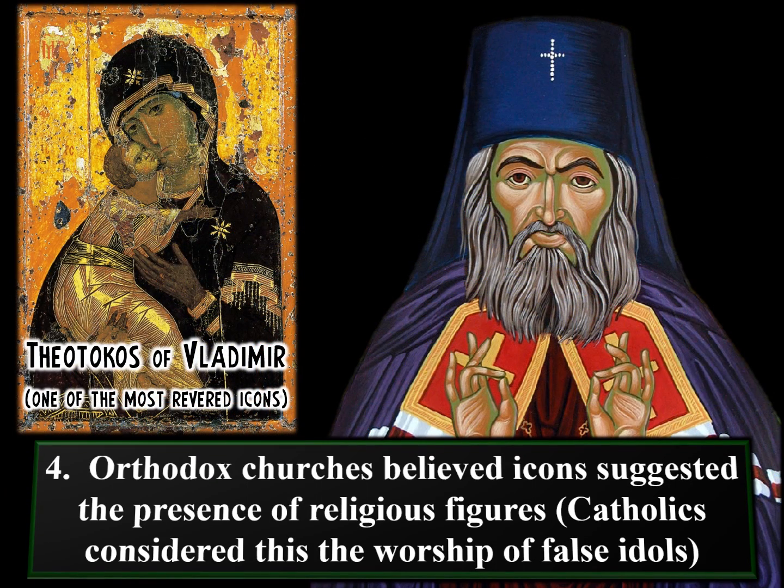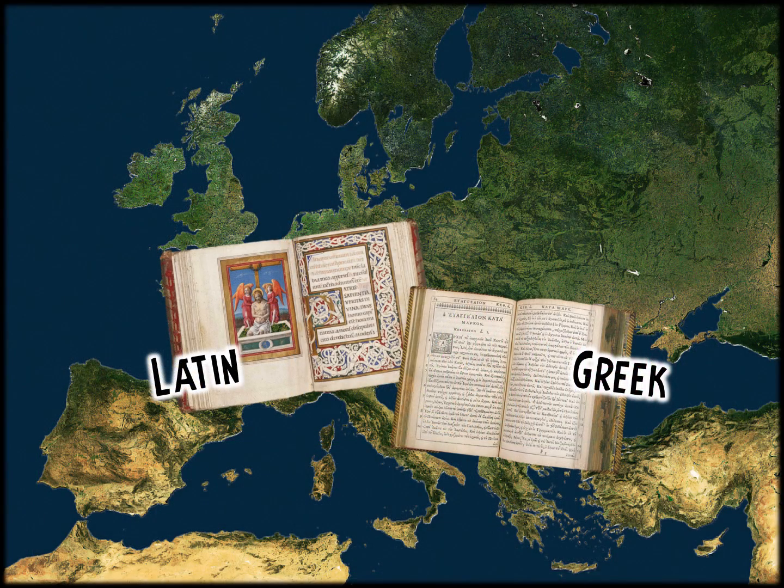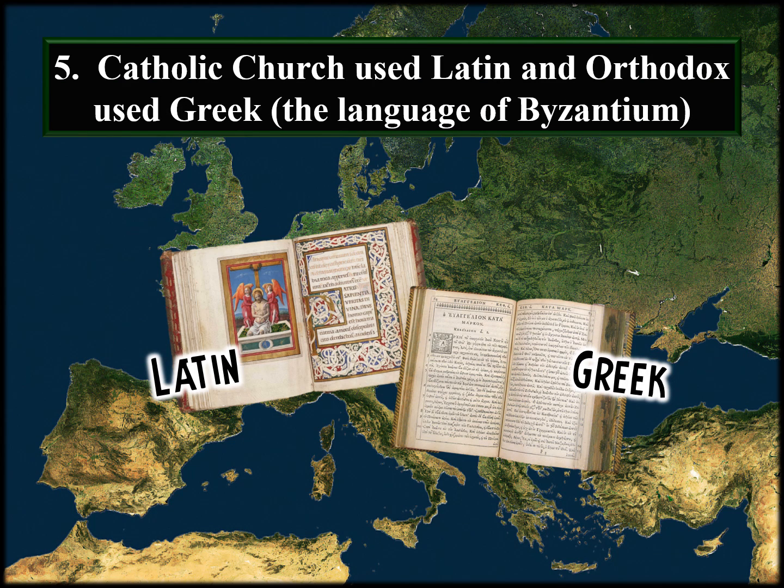Orthodox churches believed that icons suggested the presence of religious figures. Catholics considered this verging on the worship of false idols, so they did not want people to have icons that they carried with them into the church services. The Catholic Church also was different than the Orthodox Church because it used the Latin language. The Orthodox Church used the Greek language, which of course was the language of the Byzantine Empire. This also created division.